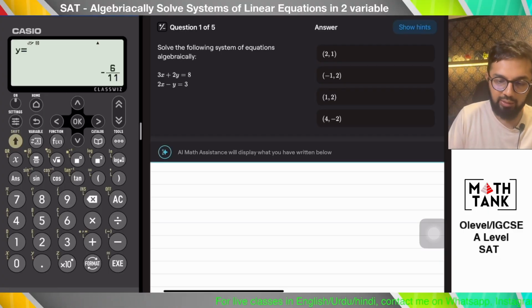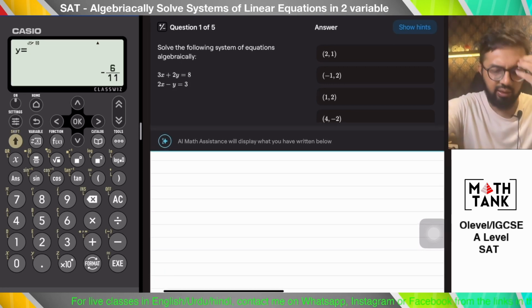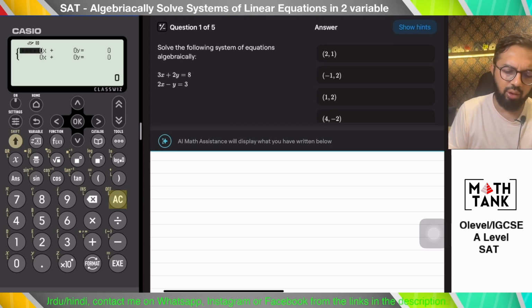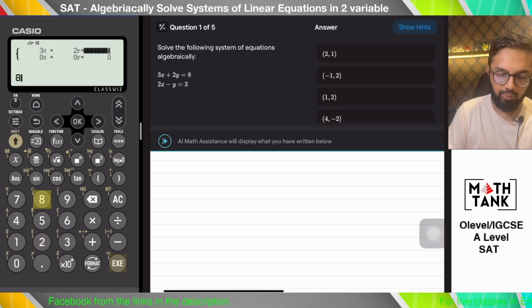Today I'm going to do algebraically solving systems of linear equations in two variables. This is basically the same as the ones that we've done before. It says all algebraically, but you have the option of doing this on your calculator. So I'm going to start solving. These are easy questions. 3, 2, and 8, 2, minus 1, and 3.